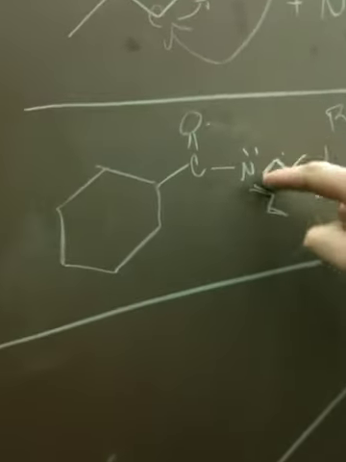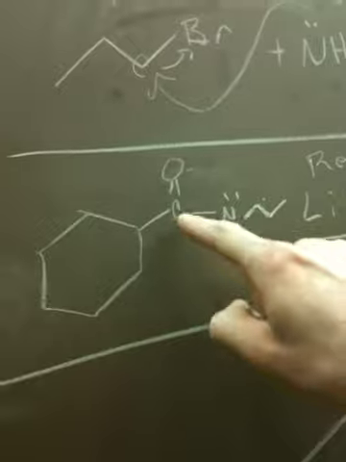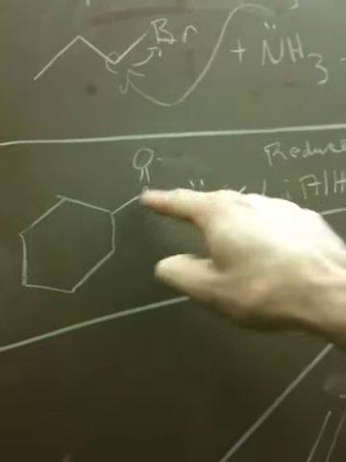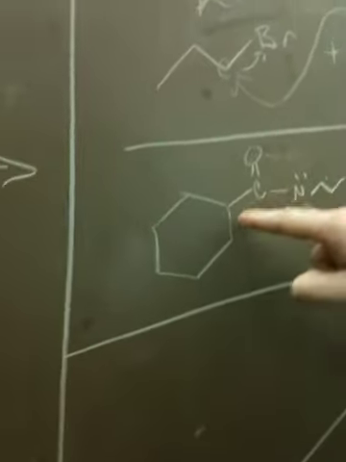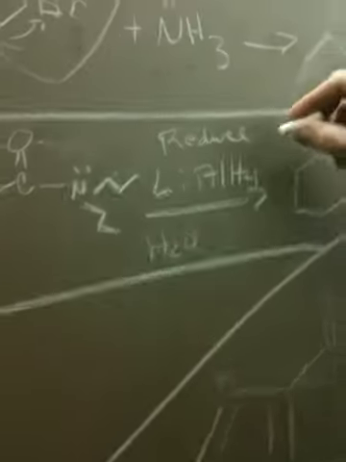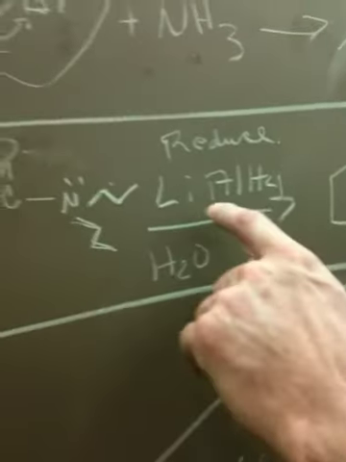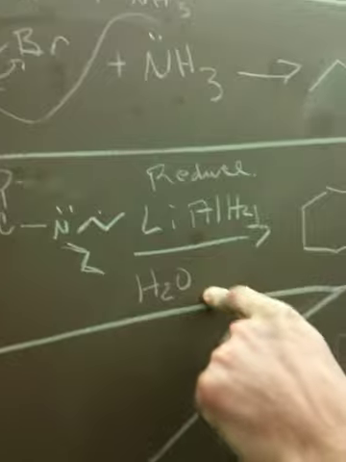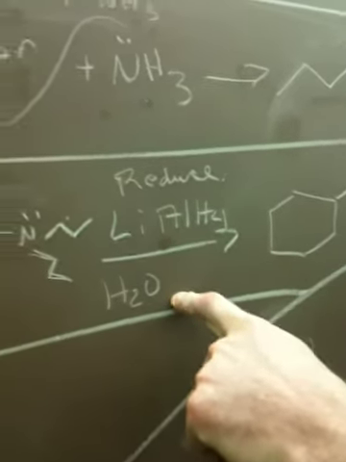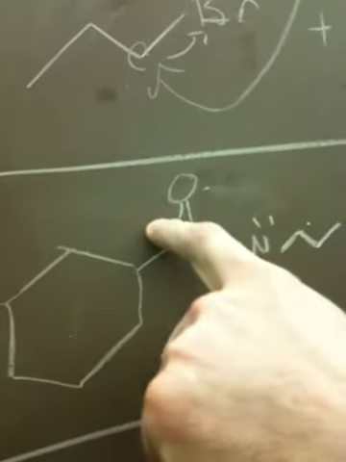So you got 1, 2, 3, 4, 5. It's got no charge. C double bond O. You got the N attached to the C at the double bond O. So to reduce this, use lithium aluminum hydride and water, and it takes the double bond O away.